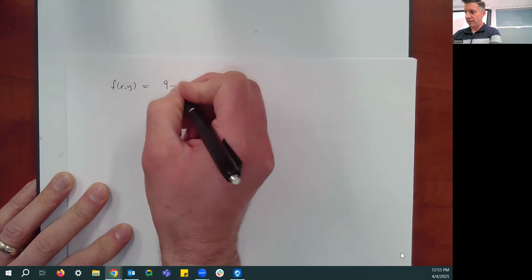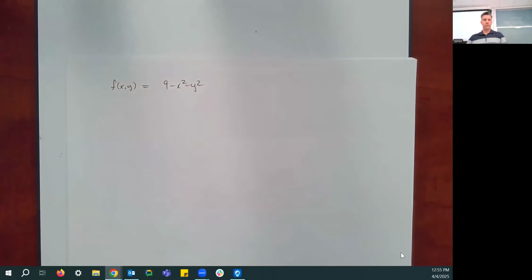Let's say we have the function f of x, y equal to 9 minus x squared minus y squared, which to me always looks like a mountain. It's an upside down paraboloid. Looks like this.